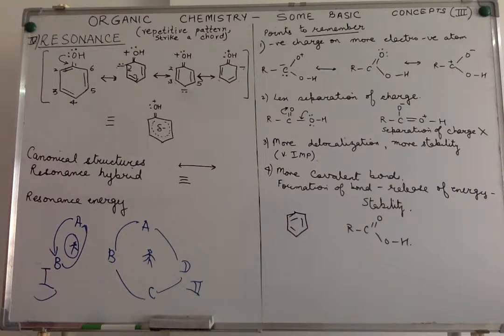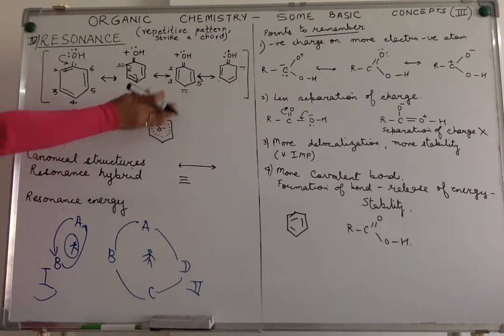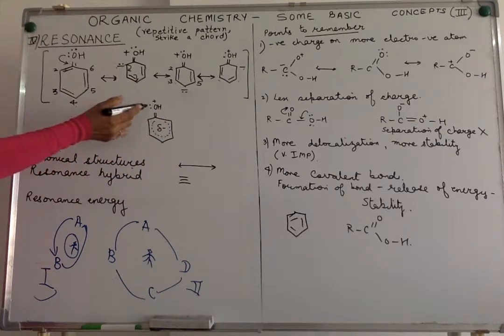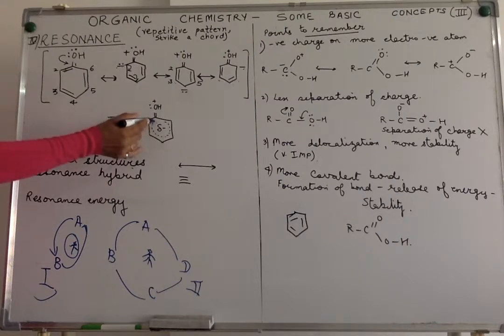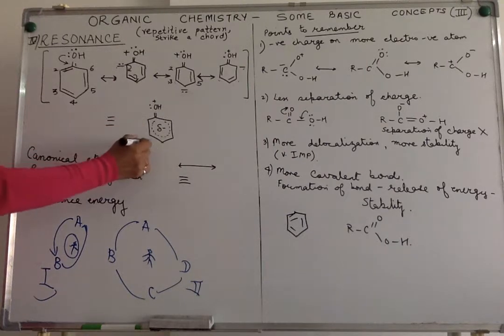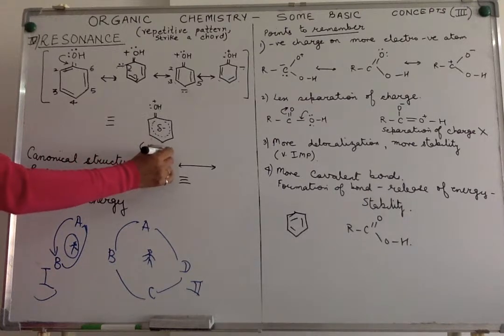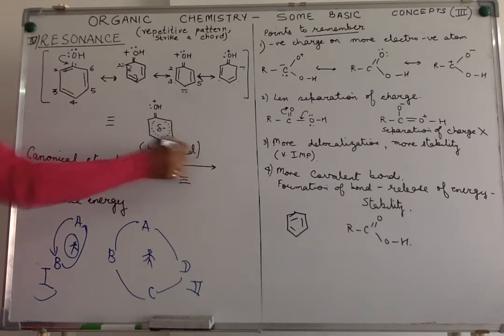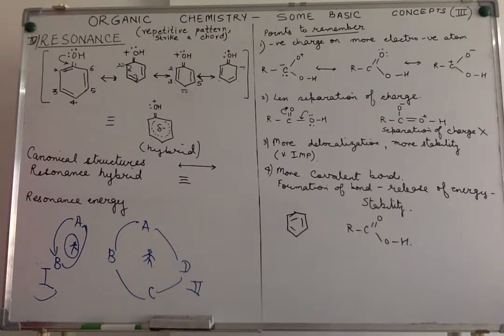So what is our actual structure? Our actual structure is actually none of these. It's actually denoted by a single structure wherein we've got a positive charge on the oxygen and the negative charge is spread over the benzene ring. This is what we call the resonance hybrid form. A mixture of the different forms, a combined form which represents the canonical structures.